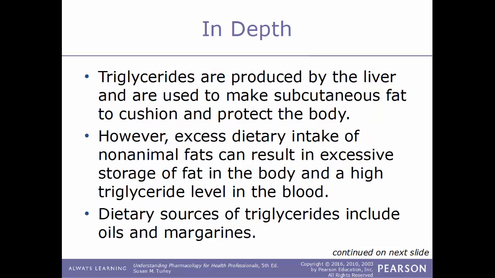Triglycerides are produced by the liver and are used to make subcutaneous fat to help cushion and protect the body. However, excess dietary intake of non-animal fats can result in excessive storage of fats in the body and a high triglyceride level within the blood. And some common dietary sources of triglycerides include oils and margarines.